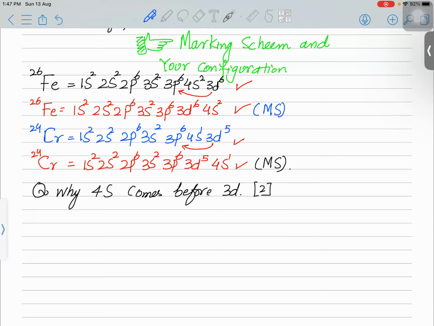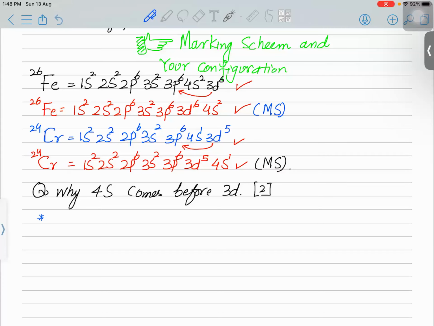In the beginning of today's class, I told you that electrons are filled according to their energy. The first shell is near the nucleus and under the influence of nuclear attraction. That's why the first shell has low energy. As we move further away from the nucleus, the energy of the electron increases because they are far away from the attraction of the nucleus. So 4s energy is less than 3d.